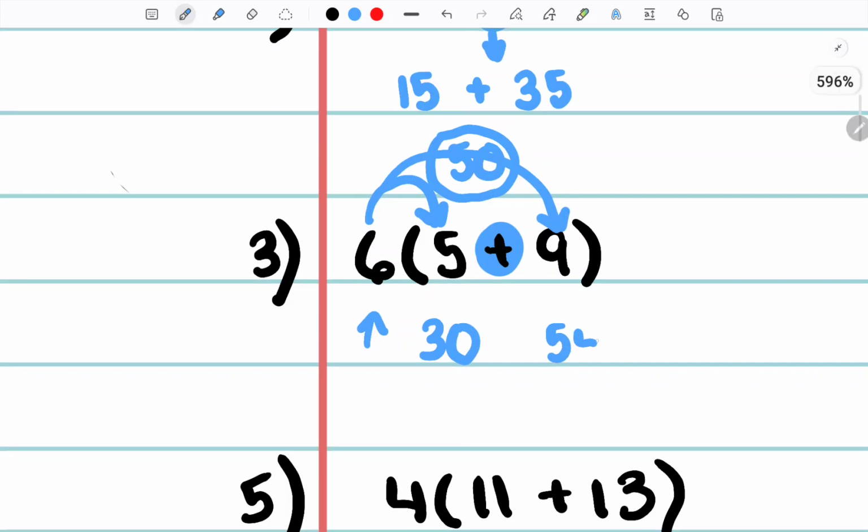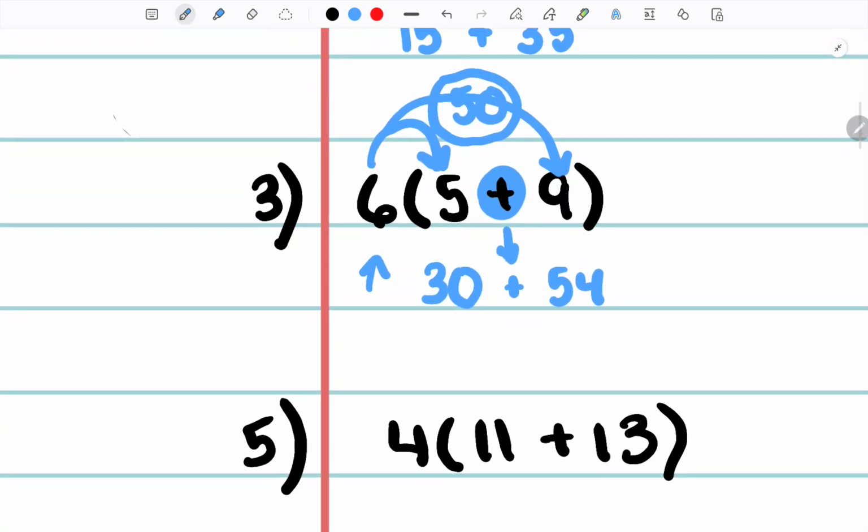So we bring that 54 down, and don't forget the plus sign also. So 30 plus 54 is 84. So 84, oops, not 85, 84 should be your final answer.